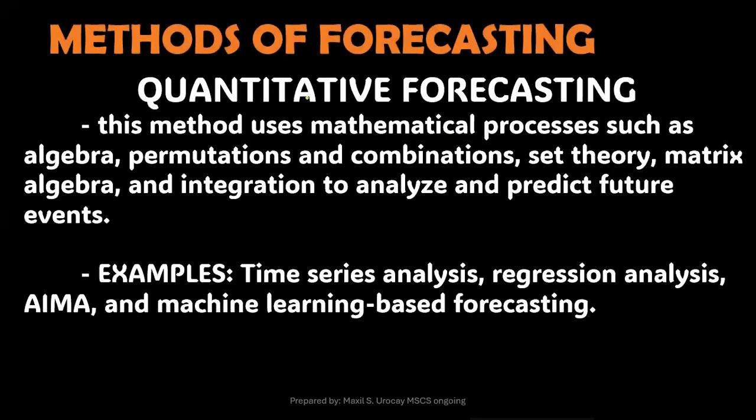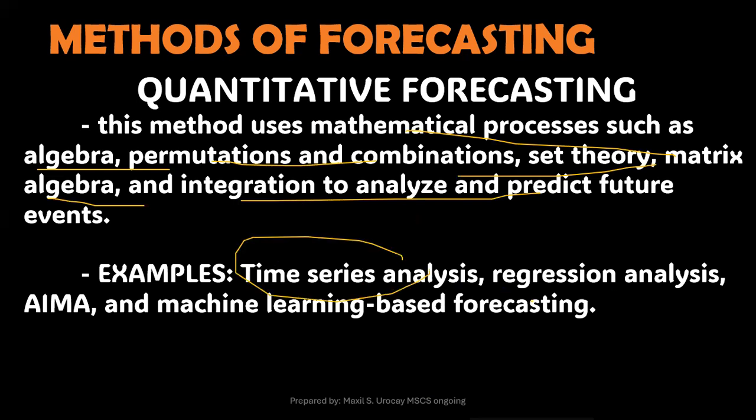For the methods of forecasting, that includes quantitative and qualitative. So I know that you're already familiar with this. When we say quantitative forecasting, this method uses mathematical processes such as algebra, permutation and combination, set theory, matrix algebra, and integration to analyze and predict future events. Examples are the time series model, regression analysis, ARIMA, and machine learning based forecasting. So here, we're absolutely talking about numbers.